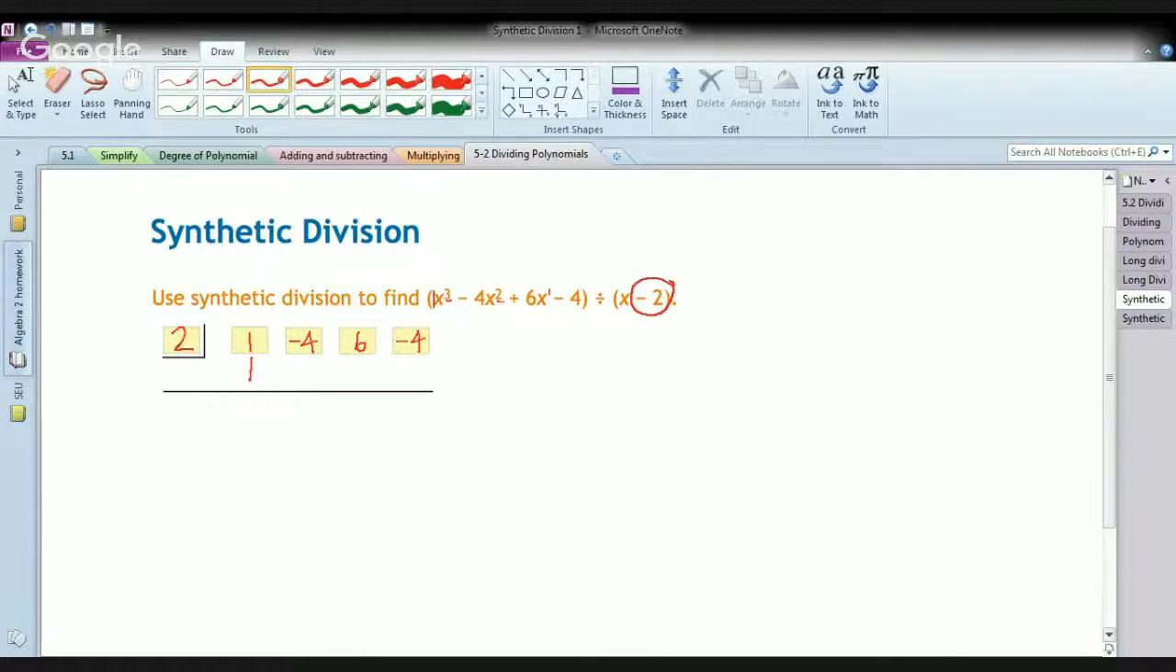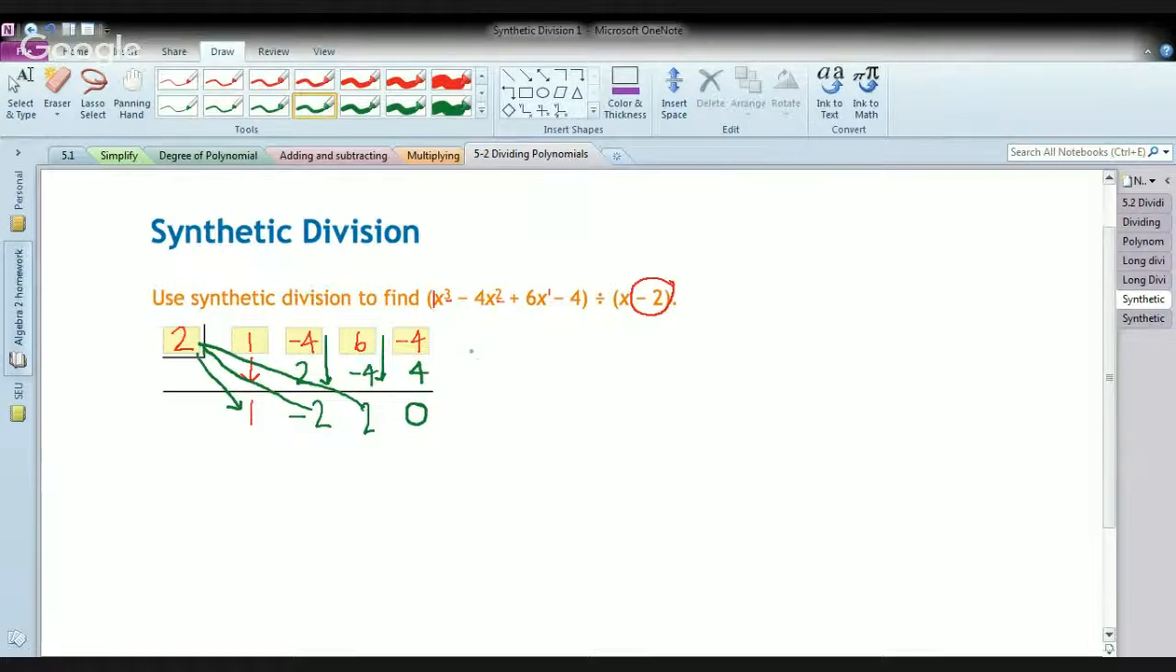To start this process, I drop down our first number. Then I'm saying 2 times 1 is 2. So that's what goes there. Then I go down. Negative 4 plus 2 gives me negative 2. And I multiply again. 2 times negative 2 gives me a negative 4. Now I go down. So 6 minus 4 leaves me with a 2. 2 times 2 is 4. Negative 4 plus 4 is 0. So we're done with this problem.